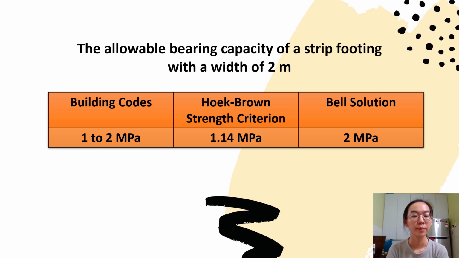Therefore, the allowable bearing capacity of a strip footing with width of 2 meters on limestone is about 1 to 2 megapascal based on the values obtained from these three methods. So that's all from me. Thank you.